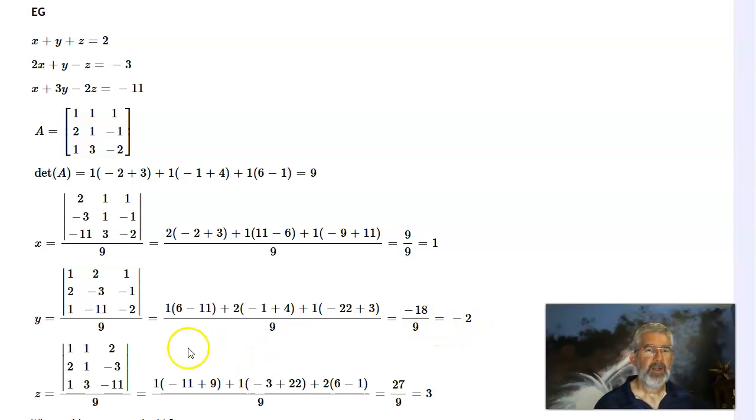And lastly, to calculate z, I am placing the 2, negative 3, negative 11 in the third column, but the first two columns match what A has. And then I take this determinant, divided by the determinant of A, 27 divided by 9 is 3. And so my claim is the solution to this system of equations is x equals 1, y equals negative 2, z equals 3.